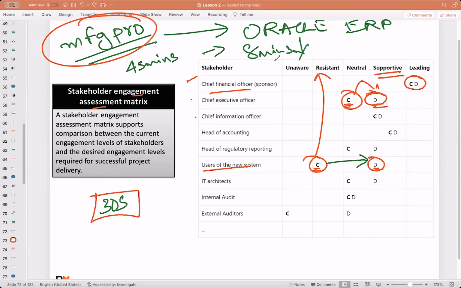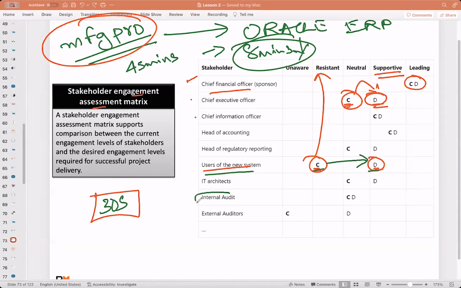That motivated the people. Oh my God, really? Then I need to go through this Oracle ERP software. Like that, they started changing. Is that clear? That is what I'm telling about users of the new system. Currently, they were resistant. Over a period of time, when I did a survey again, I realized that they are supportive. It didn't happen just like that. We did some campaigns to bring them to the supportive mentality. Is that clear, guys, everyone?